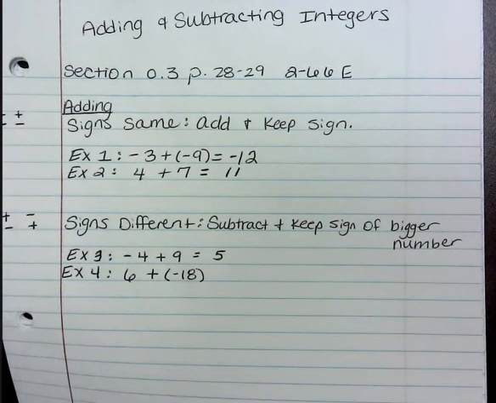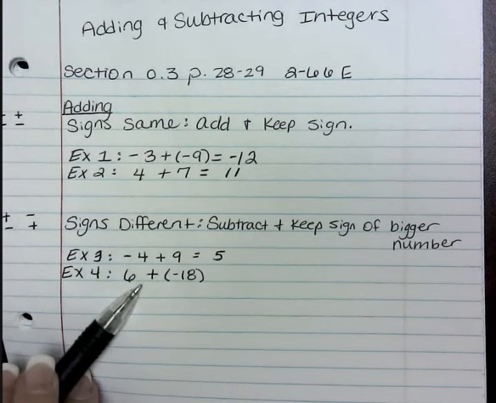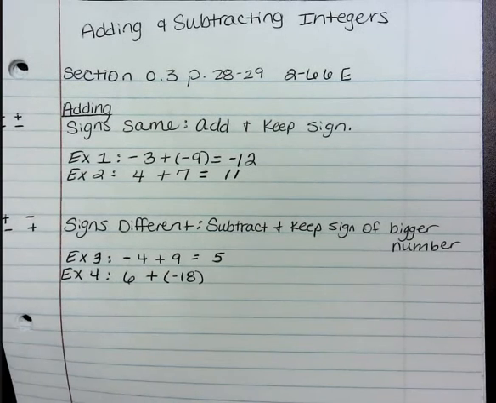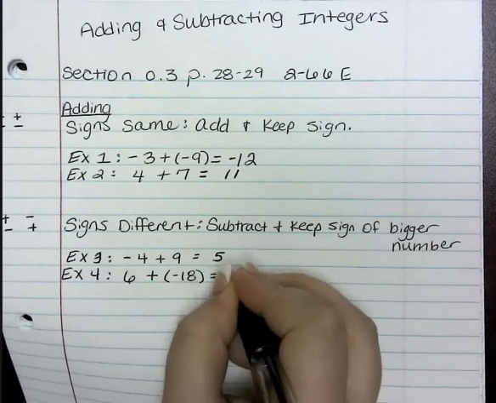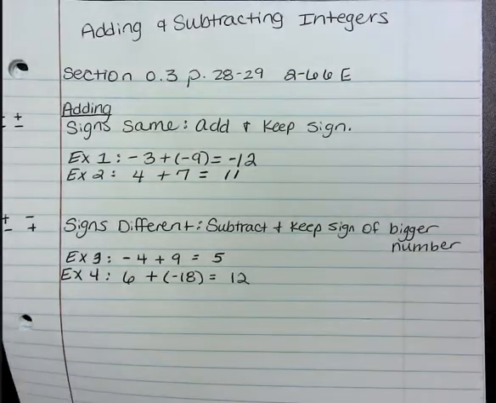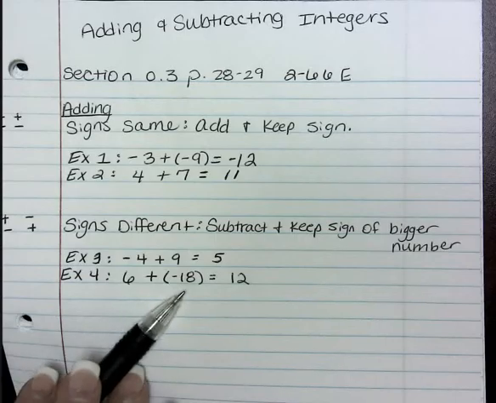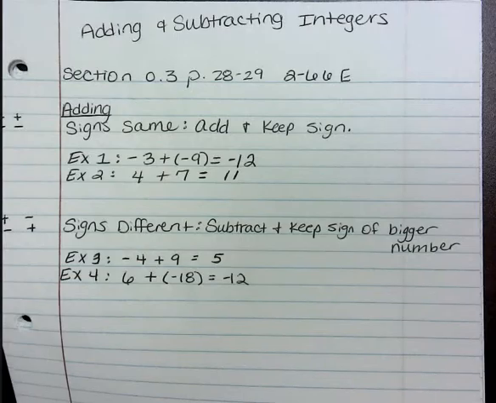Okay? Then let's look at problem or example number 4. You are adding and your signs are different. You've got a positive number plus a negative number. So that tells us to subtract these, okay? So 18 minus 6 gives us a 12. And then 18 is the larger number. So it's negative, so that means that our answer will be negative.